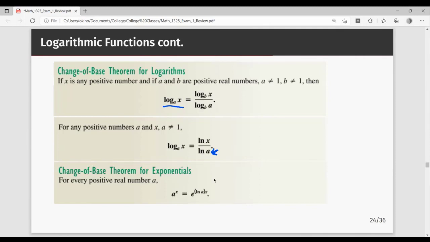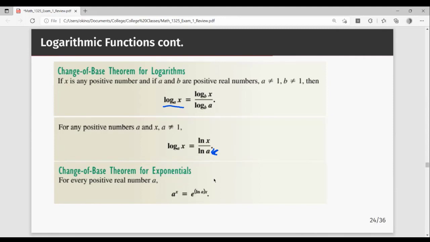And now, change of base formula for exponentials. If you have a to the x, you could also make that equal to e to the power of ln a times x. And why is that? Let's think about it.